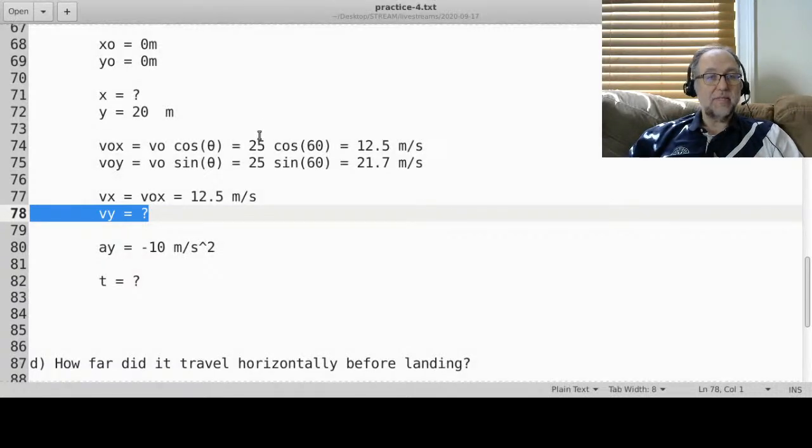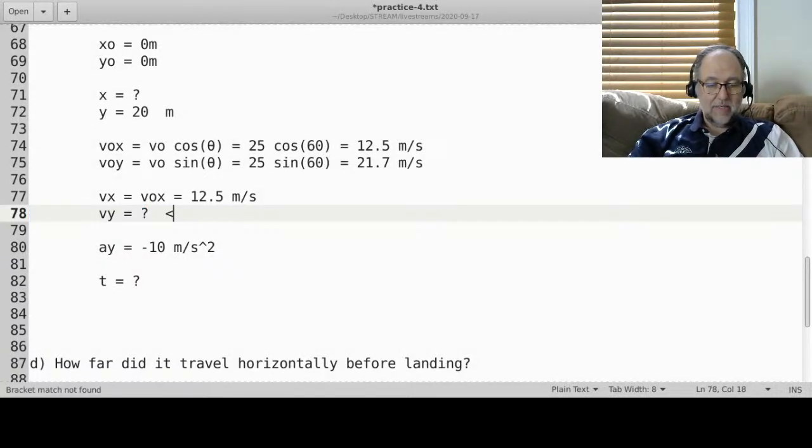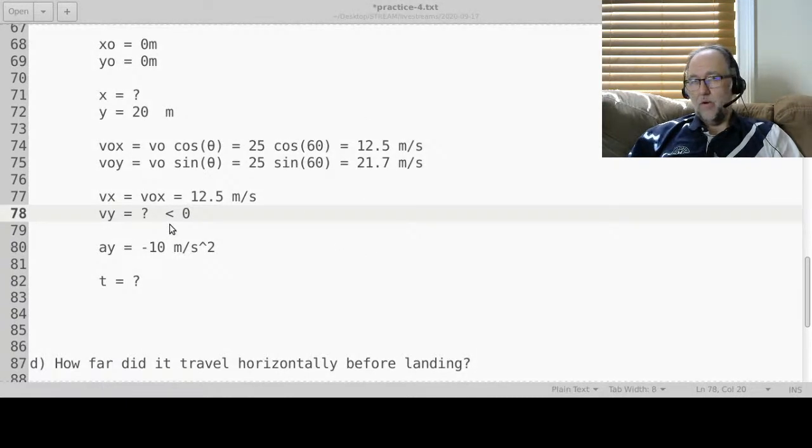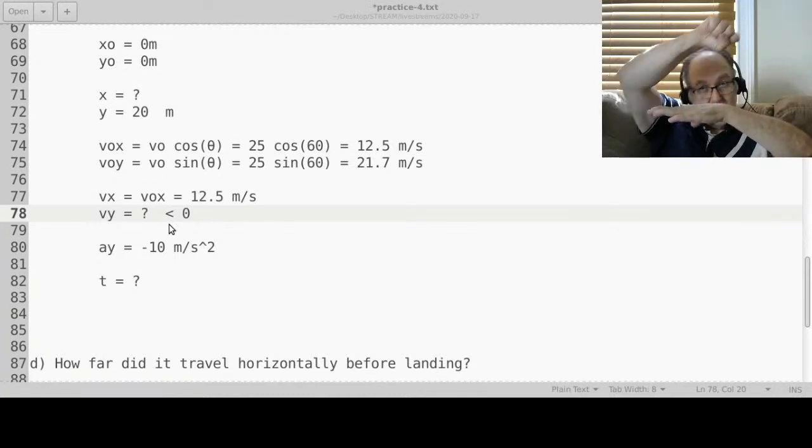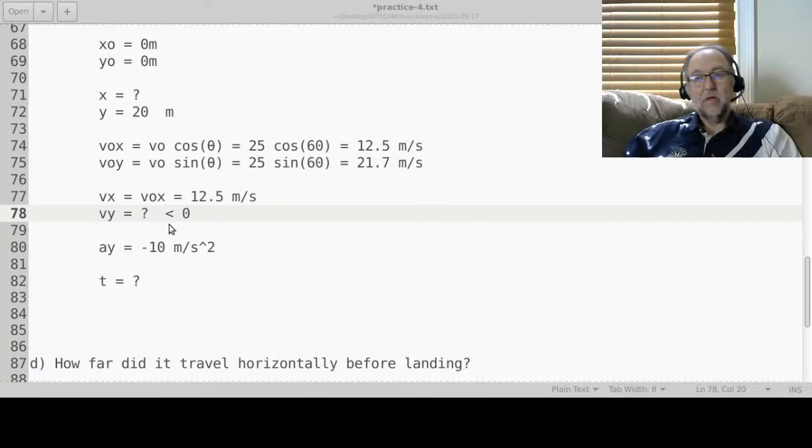So at best, you can say that this velocity is negative. You know that much. But you don't know its value, okay? You don't know the value of Vy, all right? And it has to be negative. I think everyone would agree that just before it hits the ground, it is moving downwards. It's got a negative velocity, okay? So that's what's going on there.